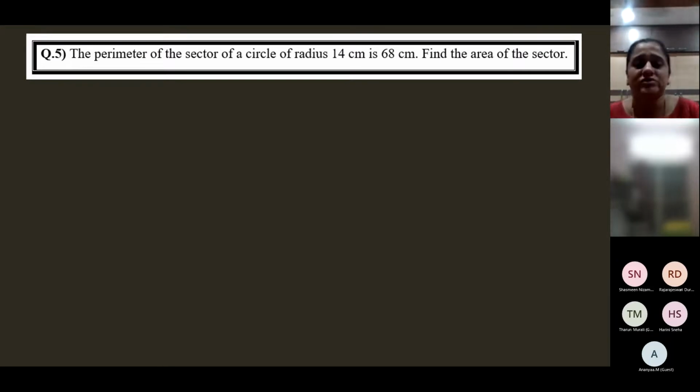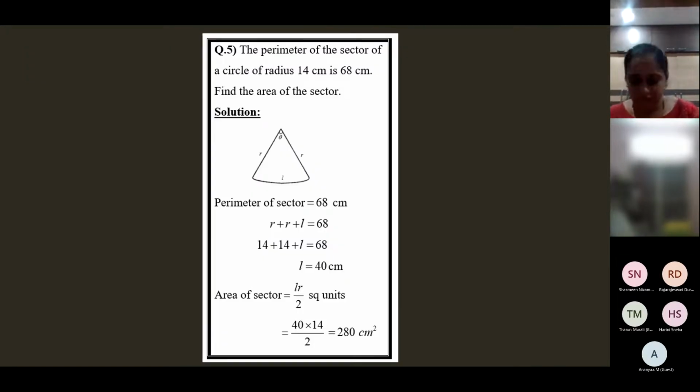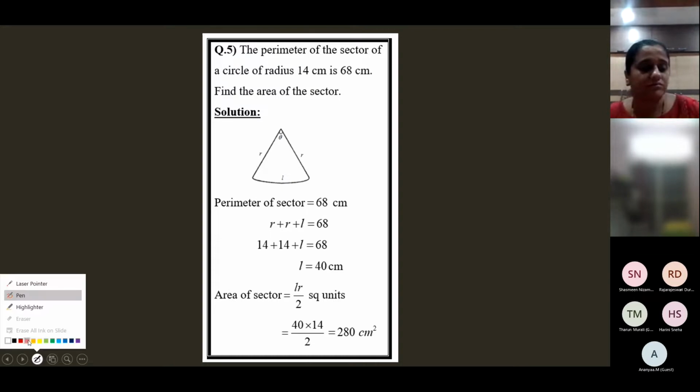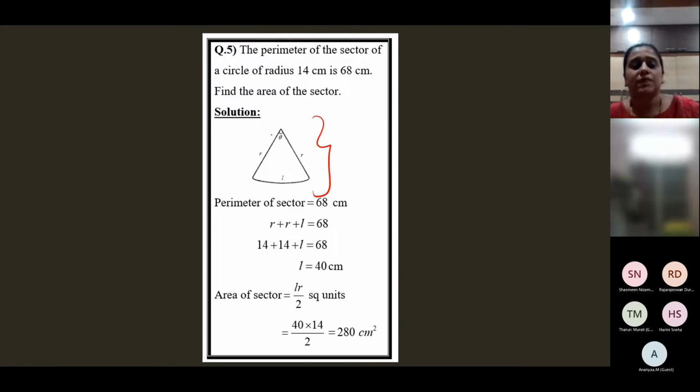The perimeter of a sector of a circle of radius 14 centimeters is 68. Find the area of the sector. See here, perimeter meaning, this is a sector. So radius, length of arc, and this is the central angle, theta. So perimeter is given to be 68. That means R plus L. This is not a quadrant, it's a sector.